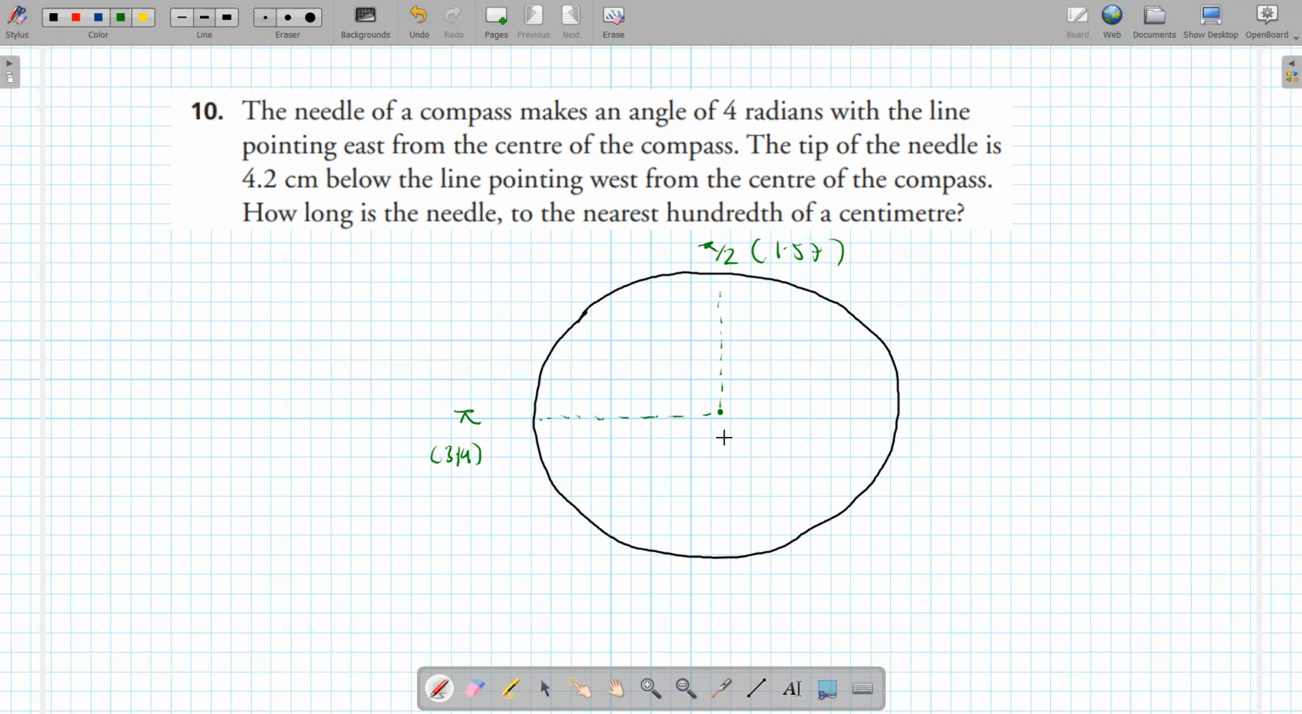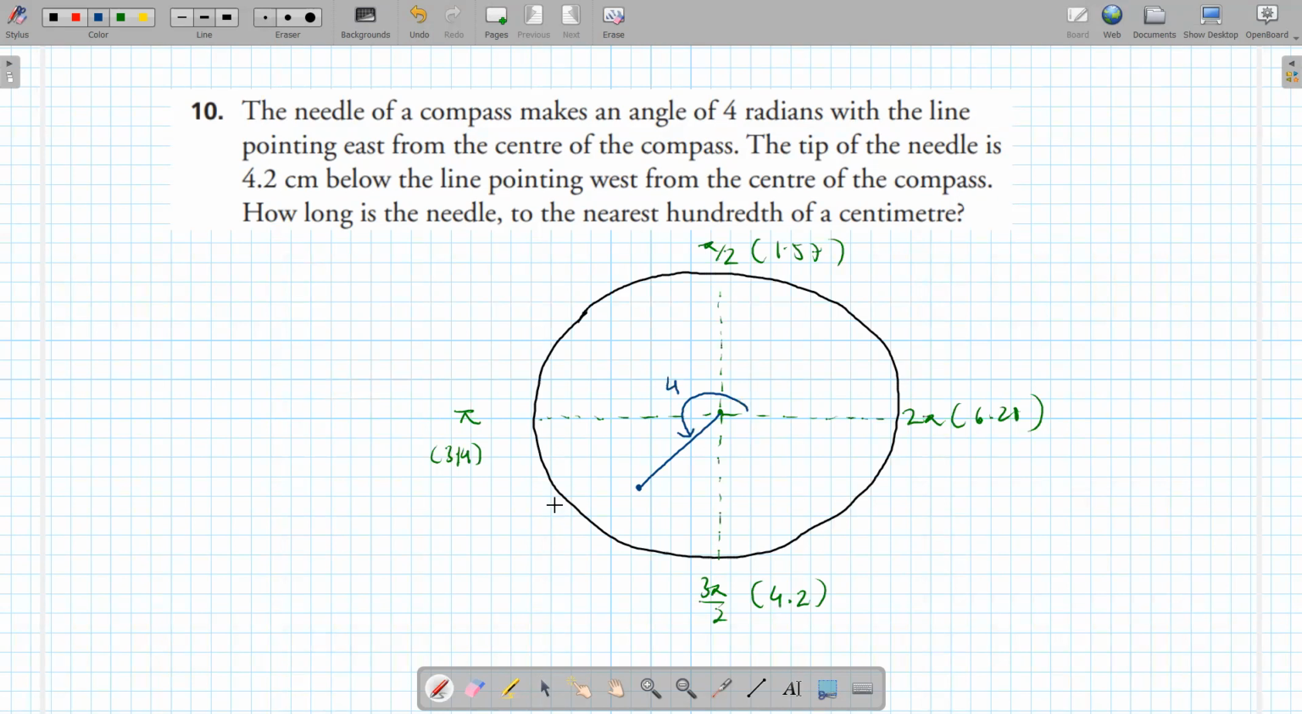Down there you have 3 pi over 2, which is 1.5 times 3.14. It's going to be 4 point something. Then over here you have 2 pi, which is 2 times 3.14, 6.28. So think about where 4 radians is, which quadrant? The third one. So our needle is over here somewhere. That's our needle. And this angle here is 4 radians.